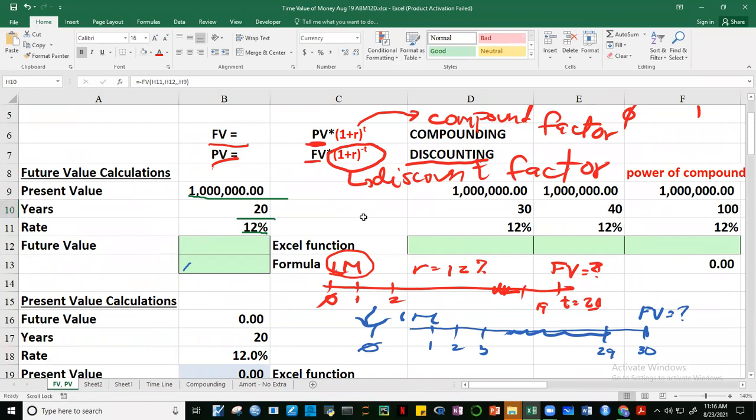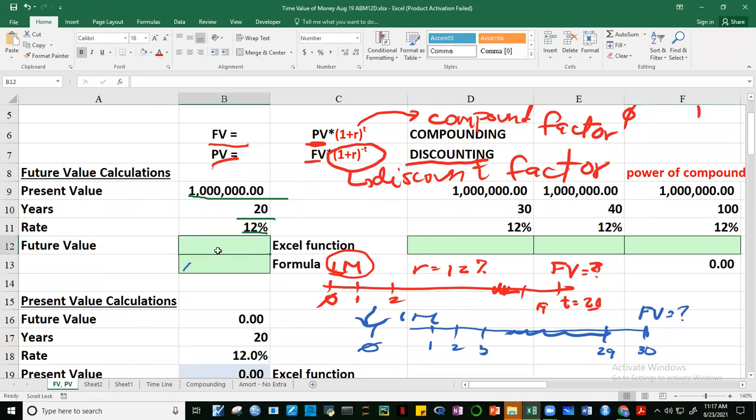Okay, so let's compute this. I hope guys you open the empty Excel file para ma-practice natin. So here, we're given the present value. Ang pinapa-compute sa atin yung future value. So we are asked to compound yung 1 million natin 20 years down the road. Ito 30 years, ito 40 years, ito 100 years. So let's see how the future value is affected by differences in the number of years.